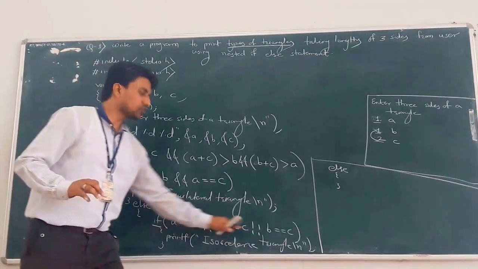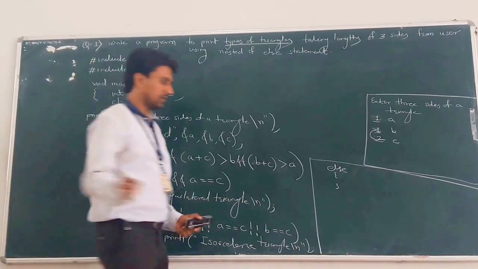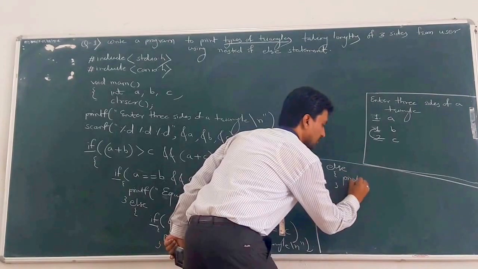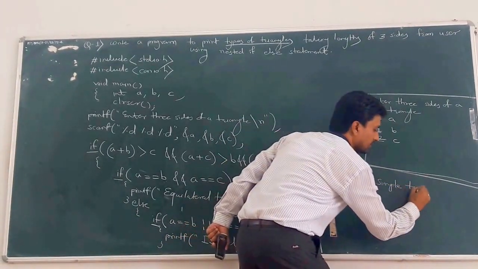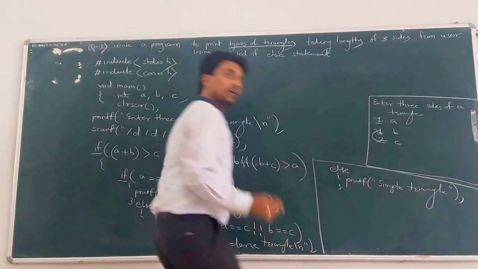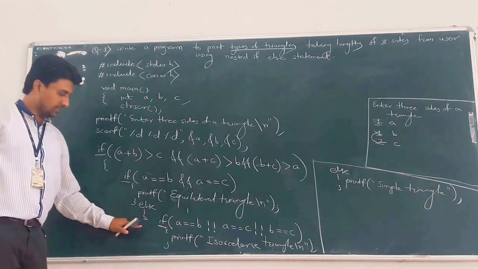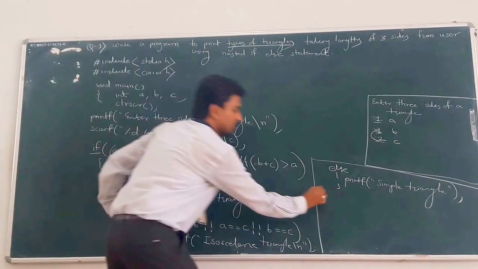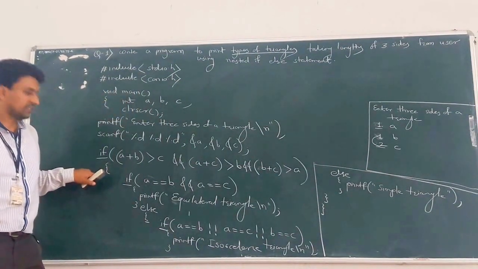If this condition is also false, that means the remaining option is simple triangle. So printf "simple triangle" double quotes complete, semicolon. Now complete the curly bracket of this else, then complete the curly bracket of this else, this if.